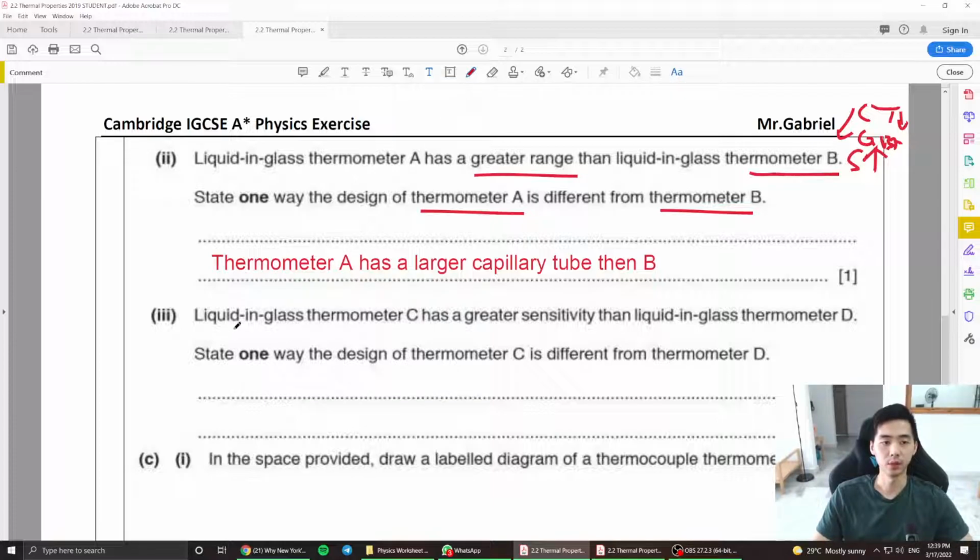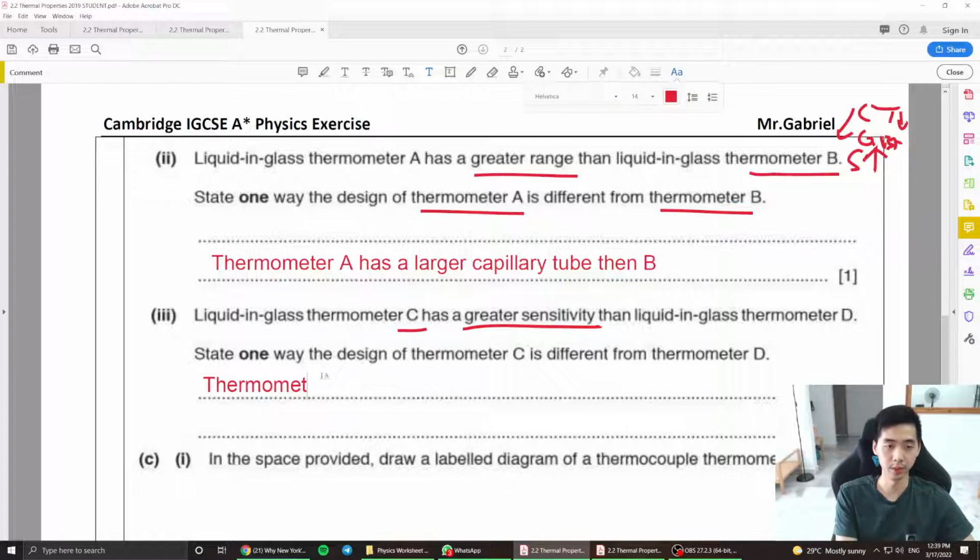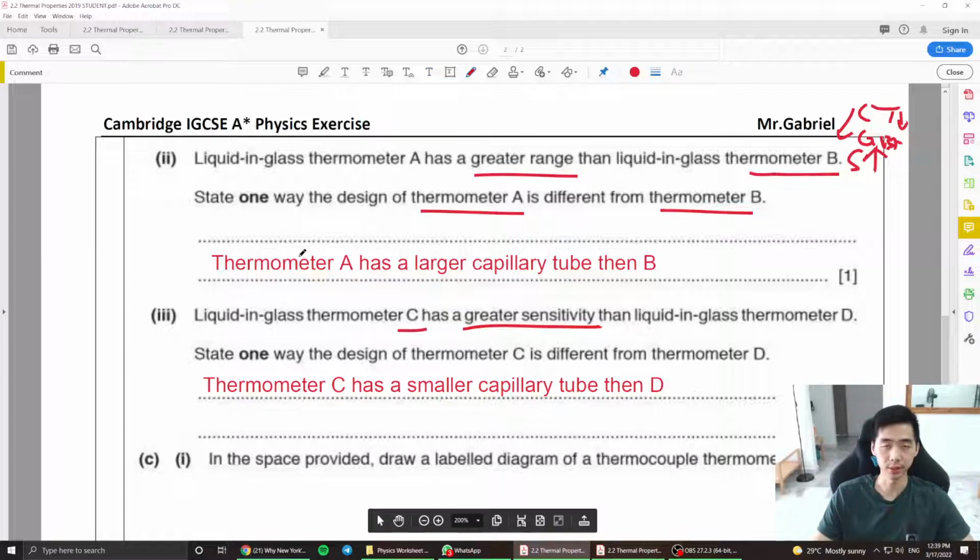Then after that, liquid in glass thermometer C has a greater sensitivity than D. This is exactly the other way around, right? So state one way in which the design of C is different from D. Thermometer C has a smaller capillary tube than D. And that's how you get your free 2 marks here.